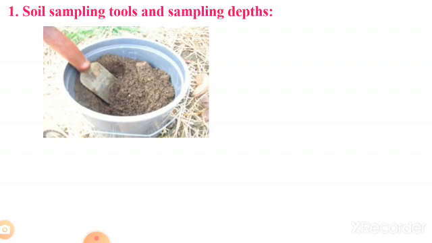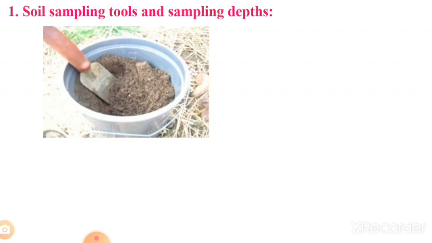The field is divided according to the slope, the color of the soil, the depth of the soil, texture of that soil, and management and their cropping patterns. Each unit is divided into two parts and zigzag lines are drawn so that it covers the whole area. A V-shaped cut is made in the soil to the depth of sampling.